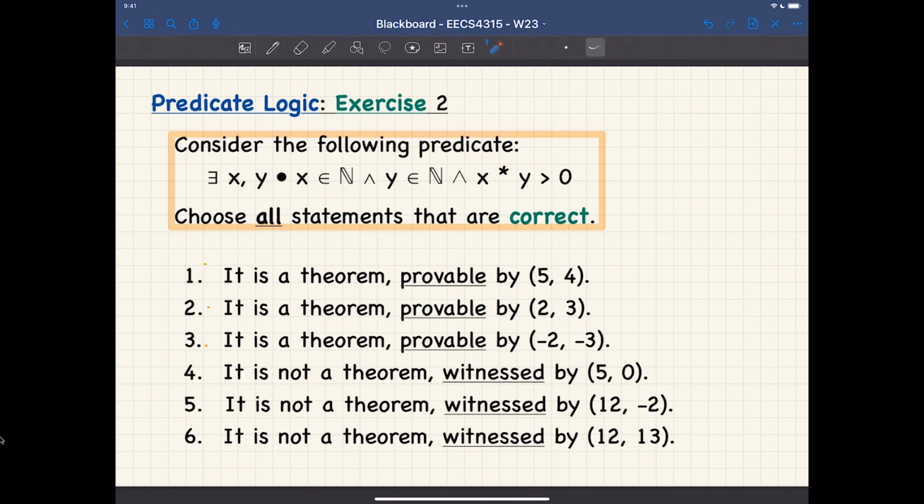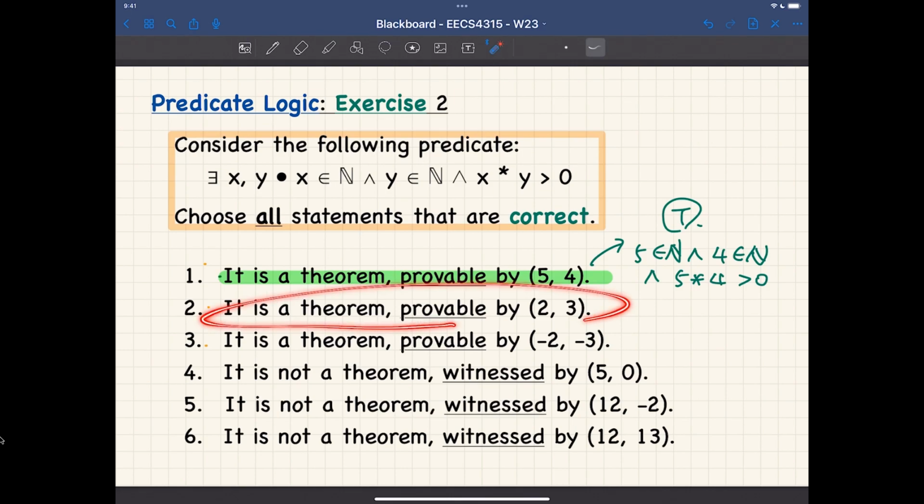Okay, number 1, should number 1 be okay? Yes. It is a theorem, we agree. And it can be proved by 5, 4, because 5 times 4 is larger than 0. And they're natural numbers, exactly. Let me just write the first one down so you can see. So 5 is a natural number, and 4 is a natural number, and 5 times 4 is larger than 0. For sure, it's true. Not a problem. What about number 2? Same, right?